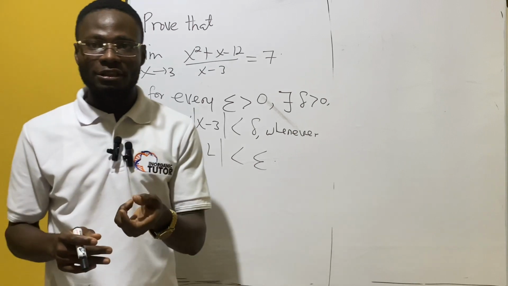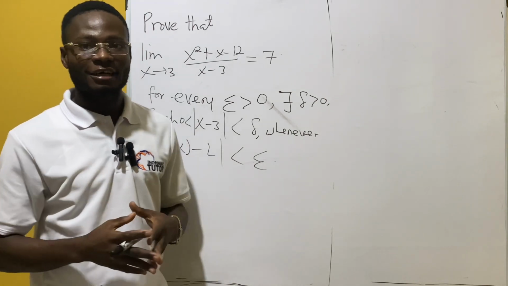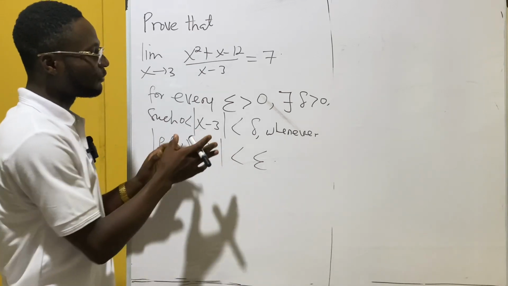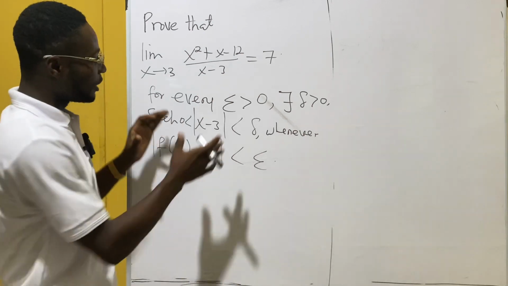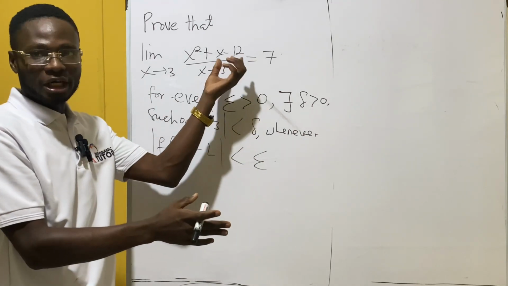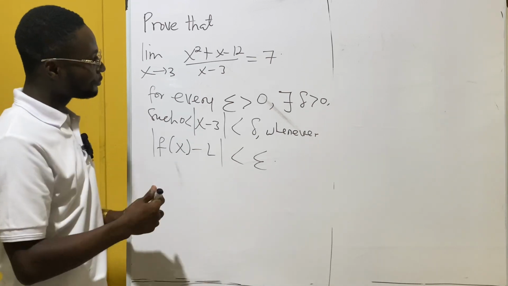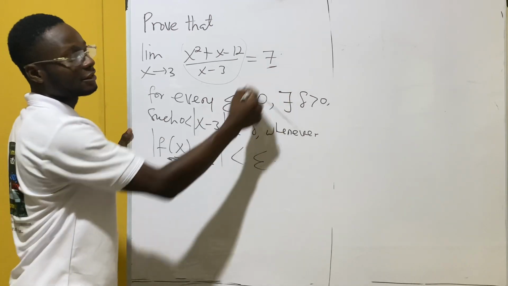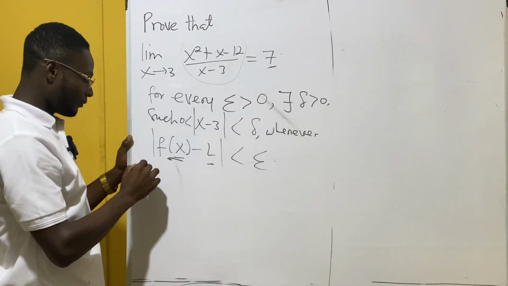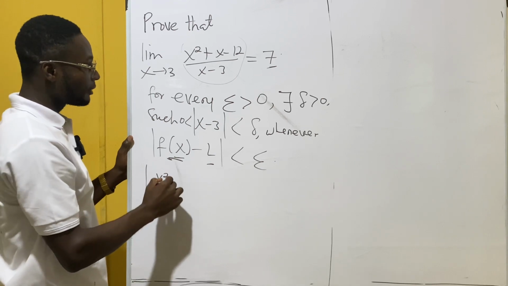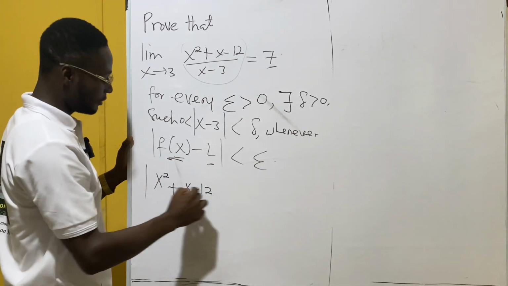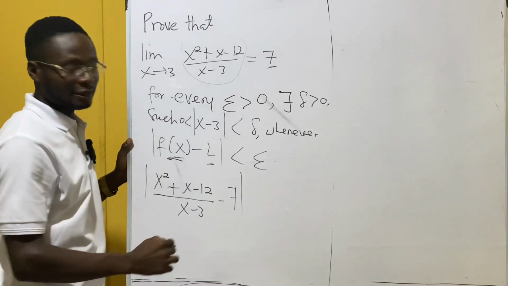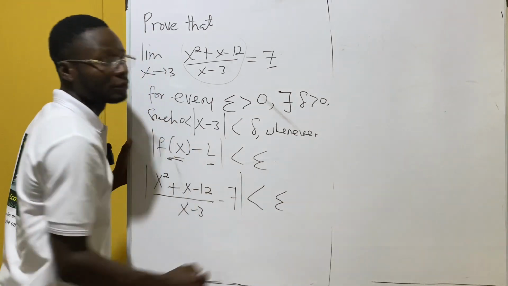It's like you are reporting to your manager. You have to give an outline for whatever you want to report. So this is the definition for how we can prove this particular limit. This f of x here is what we have right here, and L is the limit. So we have f of x, which is (x squared plus x minus 12) all over (x minus 3), minus 7. This should be less than epsilon.